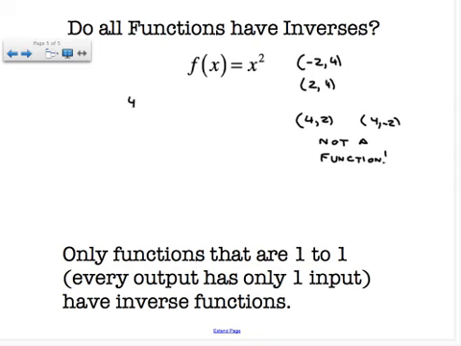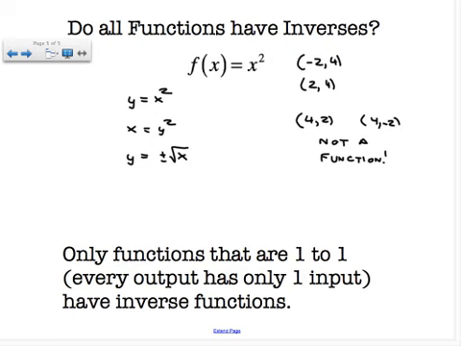Let me show you what happens if we try to find the inverse function, and you'll see the problem here. We go y equals x squared, we do the variable swap, so x equals y squared, and when we try to solve for y, we get the positive and negative square roots of x, and that's not a function. I would get 2 outputs for 1 input, and if I graph this, I would get a graph that fails the vertical line test.